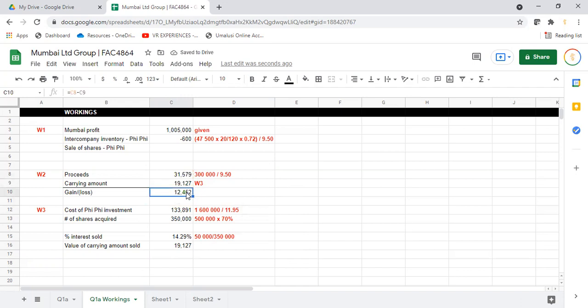Now the group doesn't want that gain. The reason is that the gain is a transaction with the owners, and any transaction with the owners needs to go directly through the statement of changes in equity. So just be aware of that.